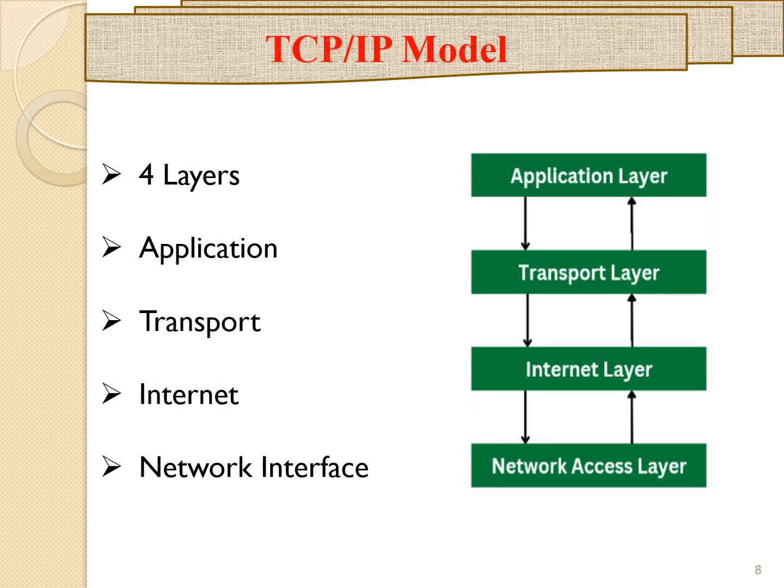Unlike the OSI model, the TCP/IP model consists of 4 layers. It is the protocol suite used in the internet today. The application layer combines the top 3 OSI layers, followed by the transport layer, the internet layer, and the network interface layer.